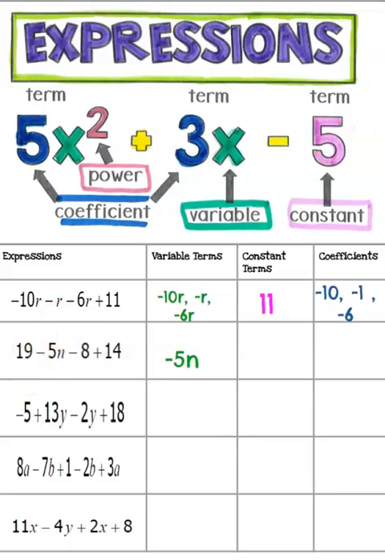See, on the variable terms, we only have one here because there's only one variable. On our constants, we have several, and that's very rare. Okay, so we have 19, minus 8, and plus 14. And then our coefficients, well, since we only have one variable, there's only going to be one, and that's going to be your negative 5. Okay, so I'd like for you to finish. So hit pause, give those a try, and then I'm going to reveal the answers.